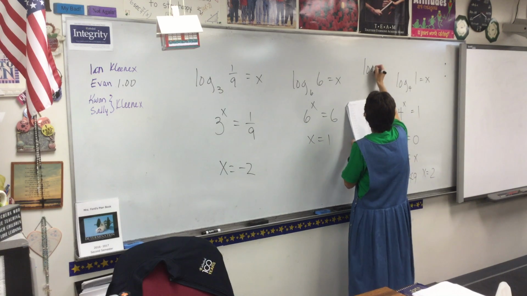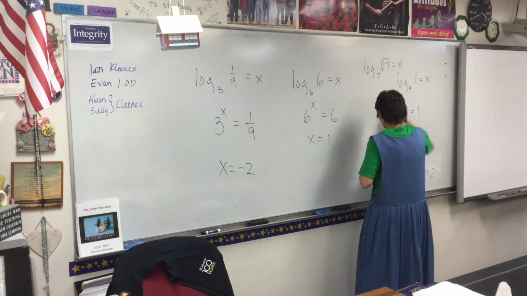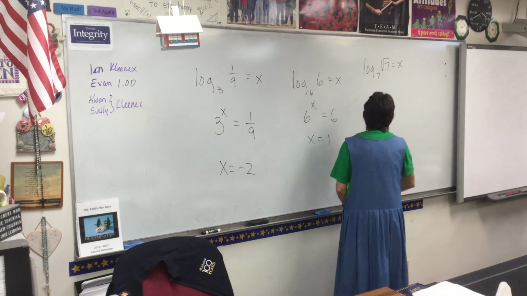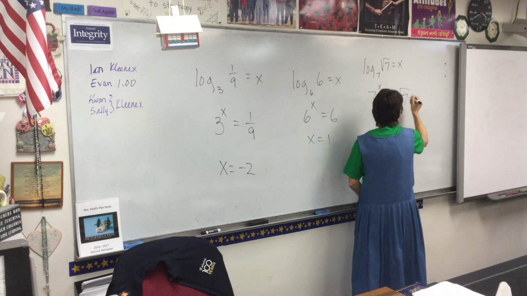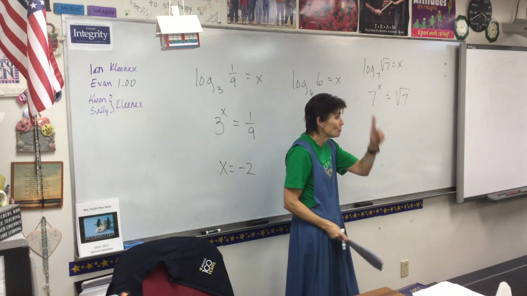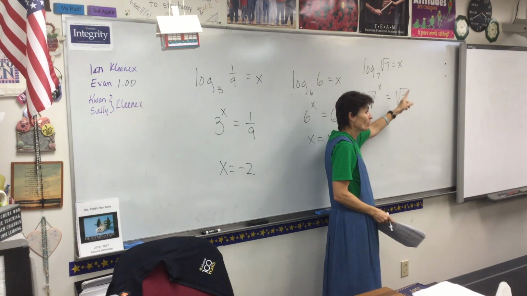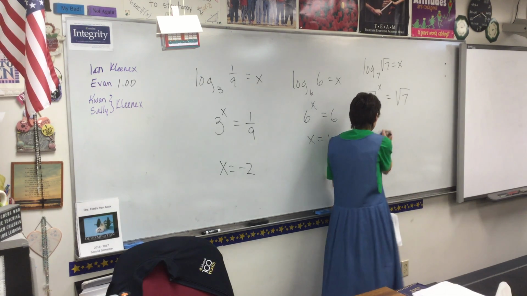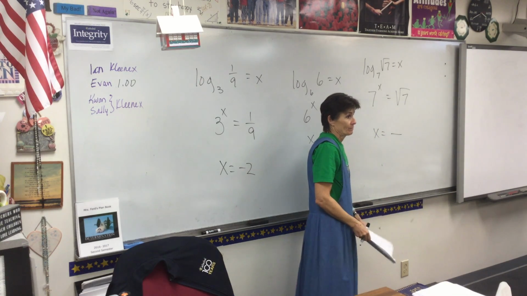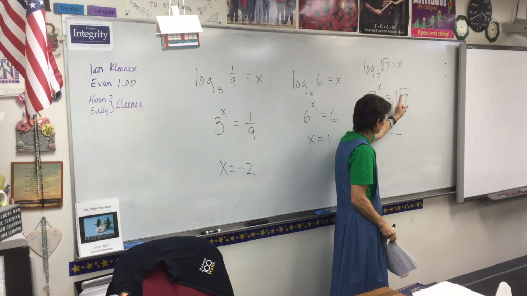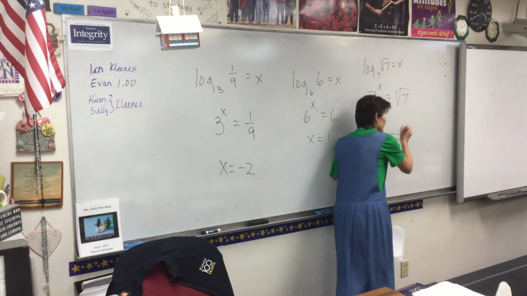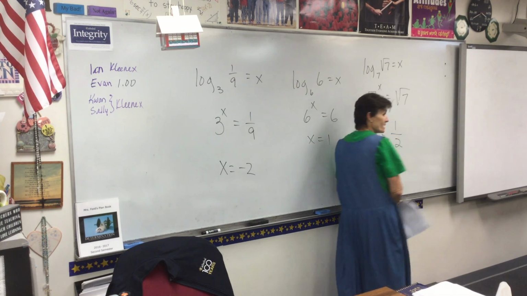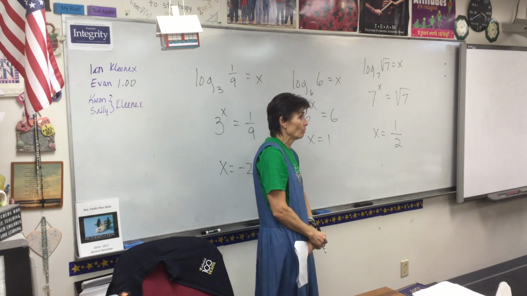14. The log base 7 of the square root of 7. Slow your brain down. 7 to what power is the square root of 7? You have gone from an exponent to a radical. The only way that can happen is if your exponent is a fraction, right? Since that's a square root, the denominator of the fraction is a 2. And since the 7 didn't change, the power is still 1.